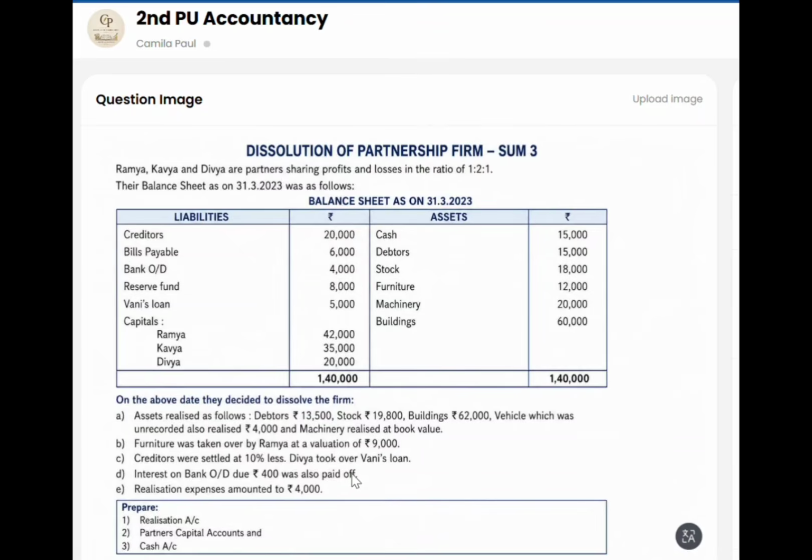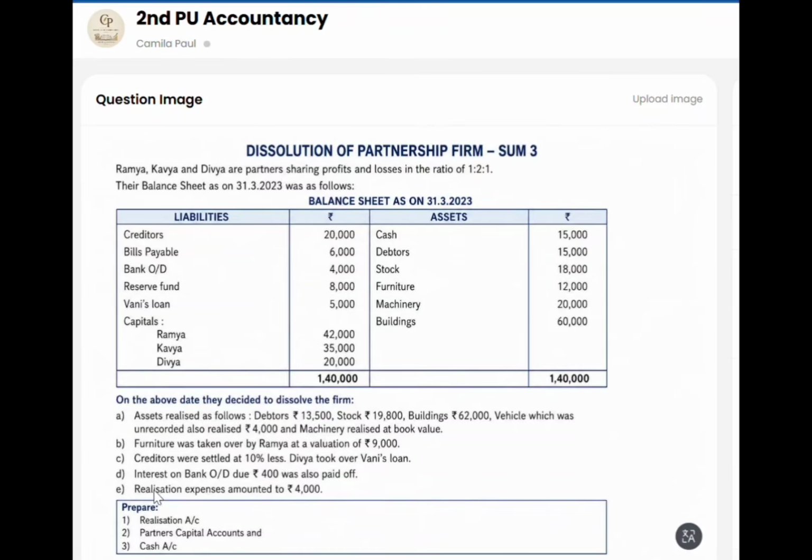Now, they have not given any information about other liabilities like bills payable and bank overdraft. So if it is not mentioned, we always assume that the other external liabilities are paid off in full, that is, the value given in the balance sheet. So it will be transferred on the debit side of the realization account under cash account along with creditors.